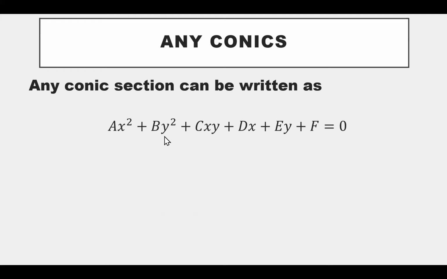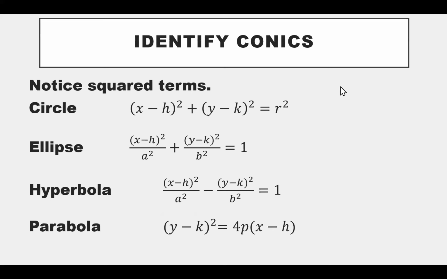So we have x squared and y squared terms. One of those could have a coefficient of 0. So the A, B, C, D, E, and F are just real numbers. So any conic section can be written this way. And obviously, when we have the nice standard form, our conic sections are written this way.